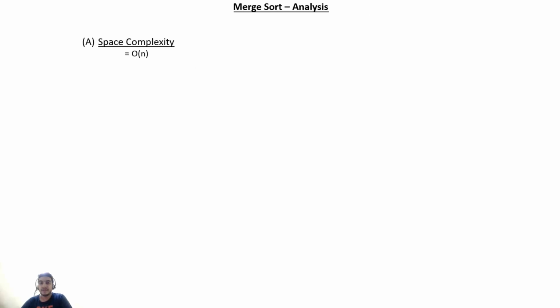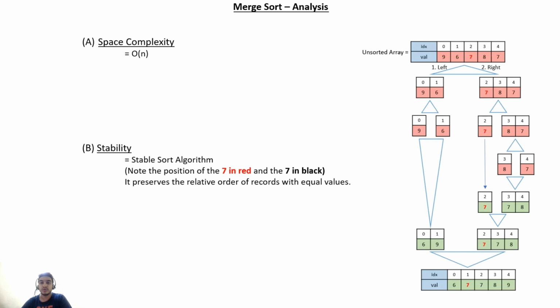The space complexity of merge sort is big O of n because it requires an additional auxiliary or temporary array to store the merge results. For n elements, an extra array of length n is needed, making the space complexity linear. Merge sort is also a stable sorting algorithm, meaning it preserves the relative order of elements with equal values. For example, in our case, there were two sevens. In the unsorted array, the red 7 appeared before the black 7. After sorting, the red 7 still appears before the black 7, maintaining their relative order.